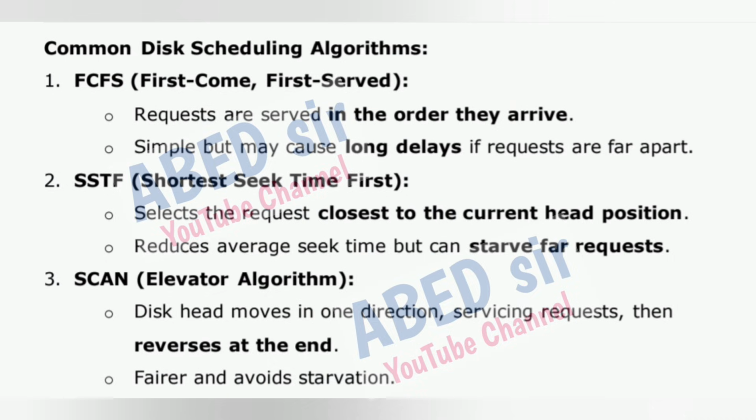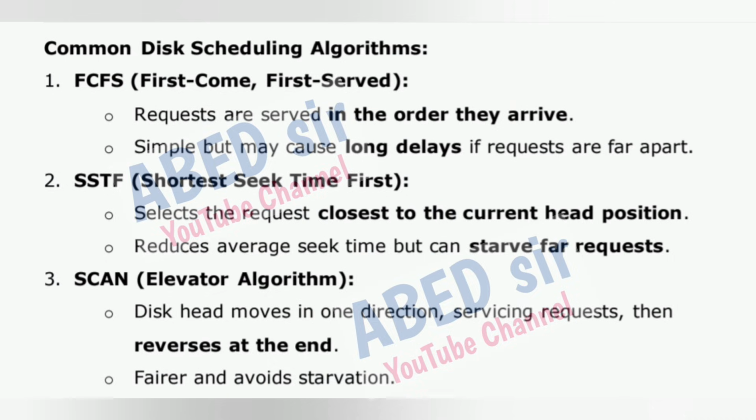Common disk scheduling algorithms. 1. FCFS, first come, first served. Requests are served in the order they arrive. Simple but may cause long delays if requests are far apart. 2. SSTF, shortest seek time first. Selects the request closest to the current head position. Reduces average seek time but can starve far requests.